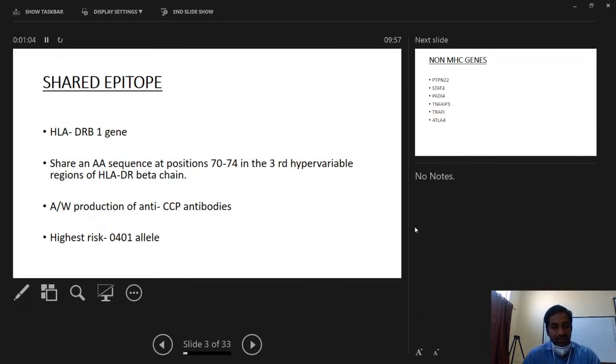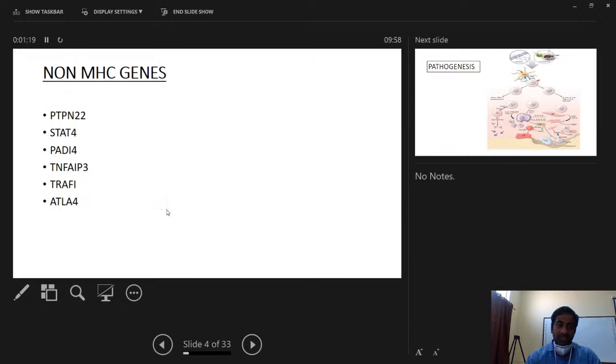So there's a test known as anti-CCP, and mostly they test positive for it. The highest risk is for the allele 0401. The most common positive antibody is anti-CCP. So those are the MHC genes. Coming to the non-MHC genes, you have PTPN22, STAT4, PADI4, TNFAIP3, TRAF1, CTLA4.